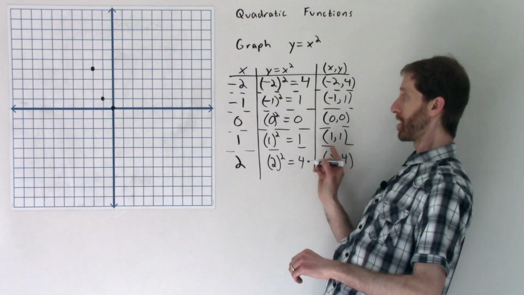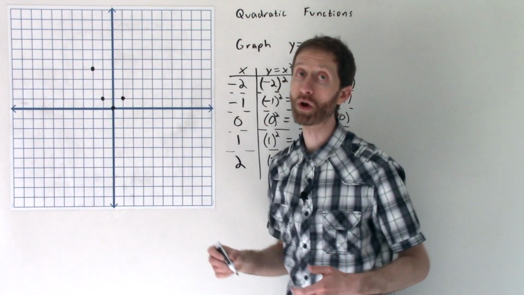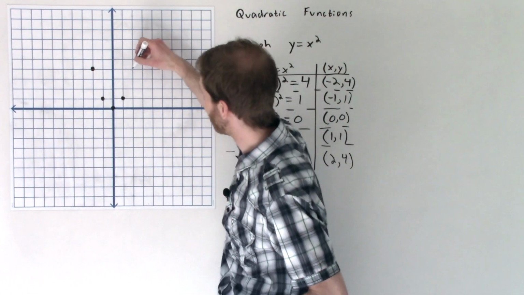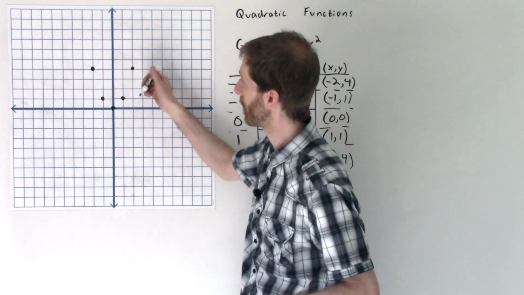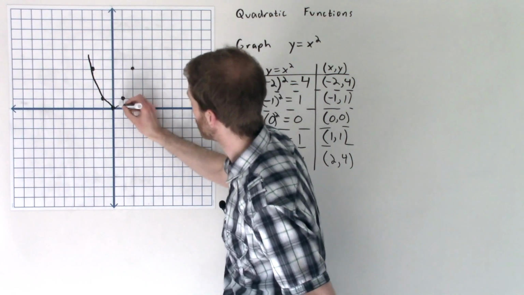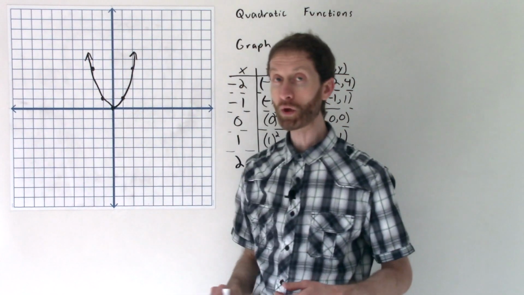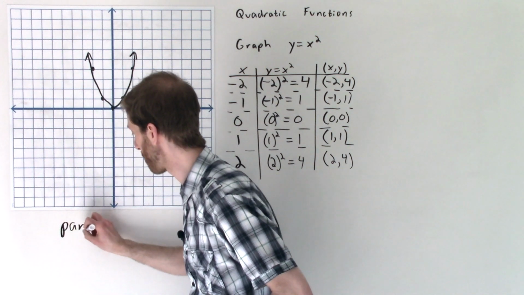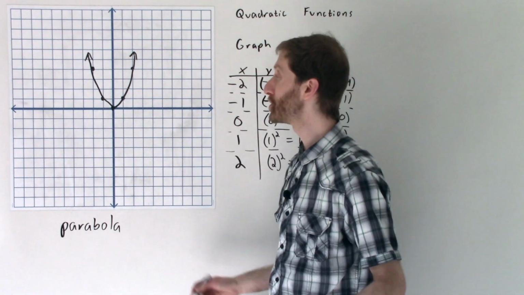Then 1, 1. Right 1, up 1. Beautiful. And finally, the point 2, 4. Here it is, 2, 4. So over 2, up 4. Notice the symmetry on each side of the graph and how there's some curvature there. So sketch in the curve. We'll just do a rough curve like this, a little wobbly, but it should be pretty curved. We call that, I'm going to write the word right down here, parabola. It's a U-shaped graph.